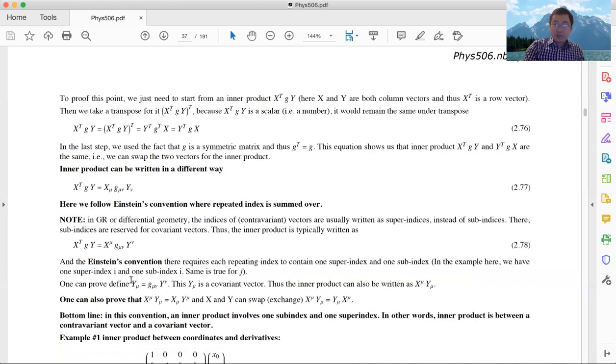Another useful thing in this language is that for any contravariant vector, say y, which is contravariant because the index is high, a superindex, we can utilize the metric tensor to define a corresponding covariant vector. This y sub mu is a covariant vector. As you can see, the index is a lower index, not an upper index. This lower index is obtained by doing this: I multiply the metric tensor with my contravariant vector.